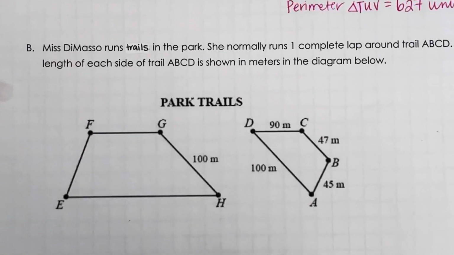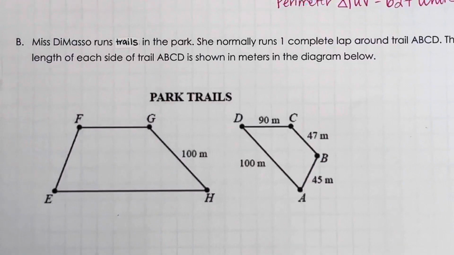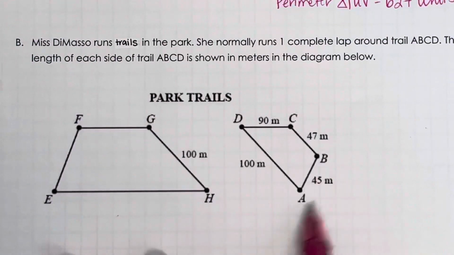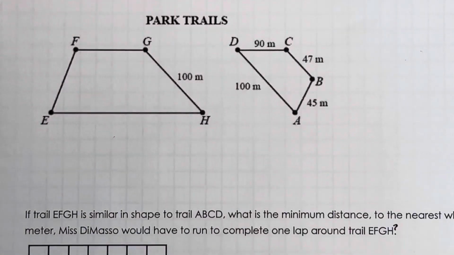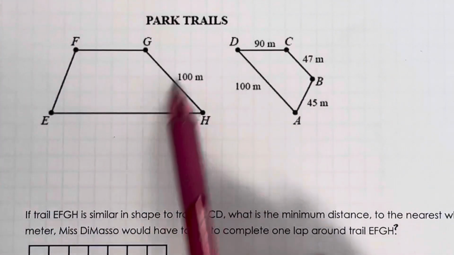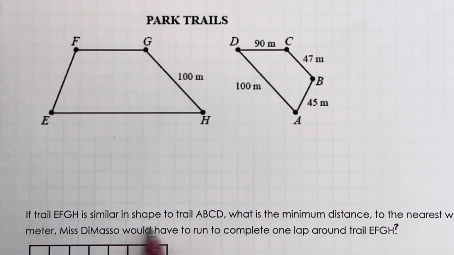Okay, next one. Miss Damaso runs trails in the park. She normally runs one complete lap around trail ABCD, which is over here. The length of each side of trail ABCD is shown in meters in the diagram below. If trail EFGH over here is similar in shape to trail ABCD, what is the minimum distance, to the nearest whole meter, Miss Damaso would have to run to complete 1 lap around trail EFGH?